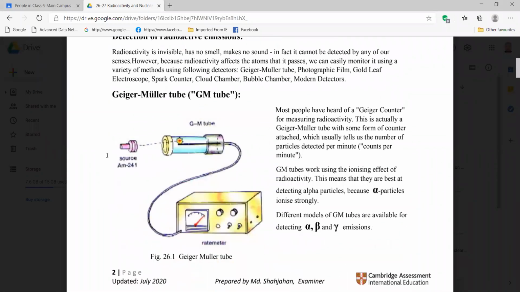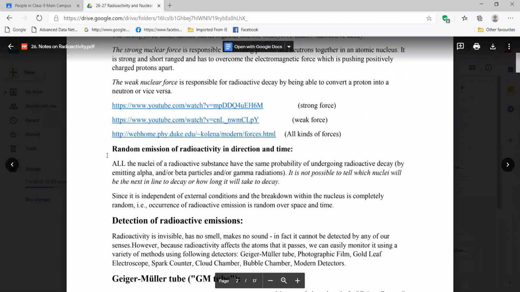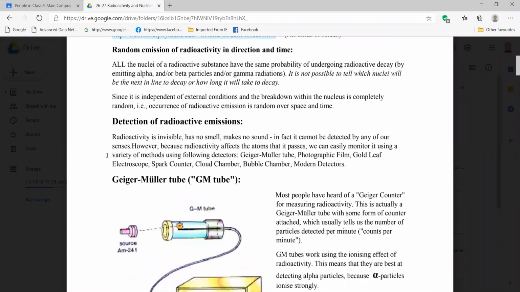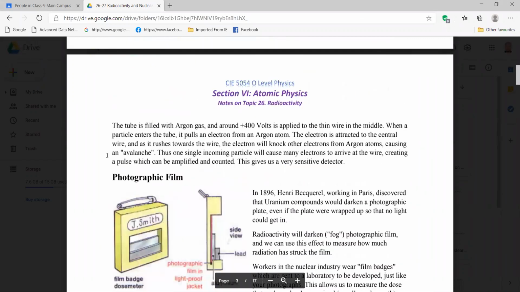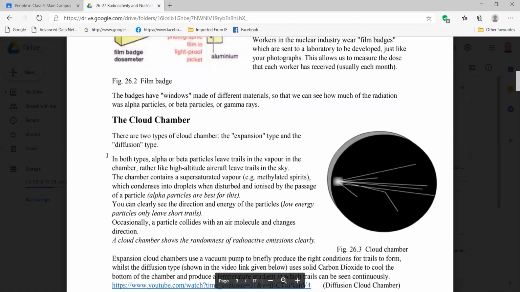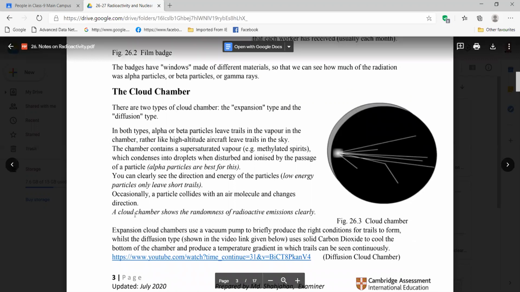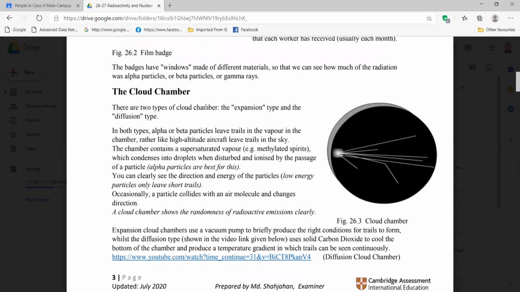You can read. I told you that for the detection of radioactive emissions, we are doing the Geiger-Müller tube, then photographic film, then cloud chamber. We do not need all these points or all this description. We only need some of the things. In the last class I told you about the cloud chamber. What is the purpose of it? You will know the name of the thing, that it is one of the detectors of radioactivity.